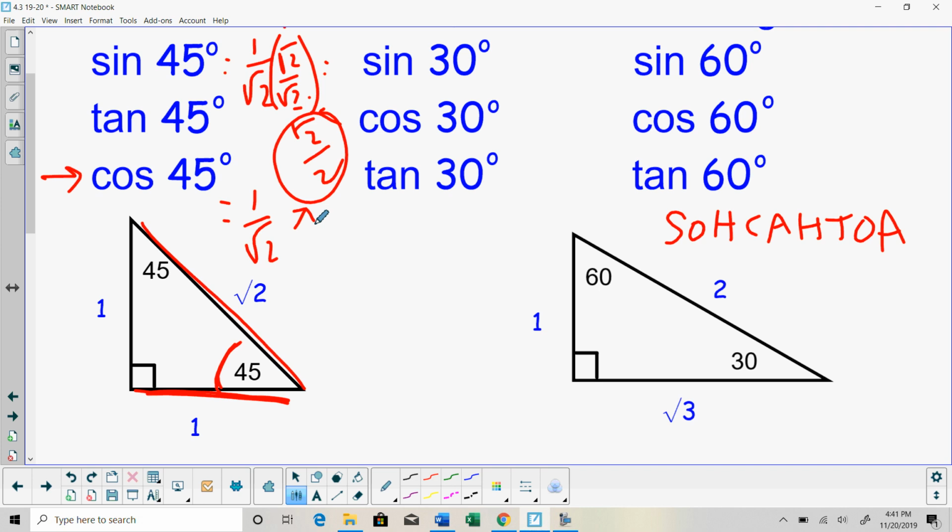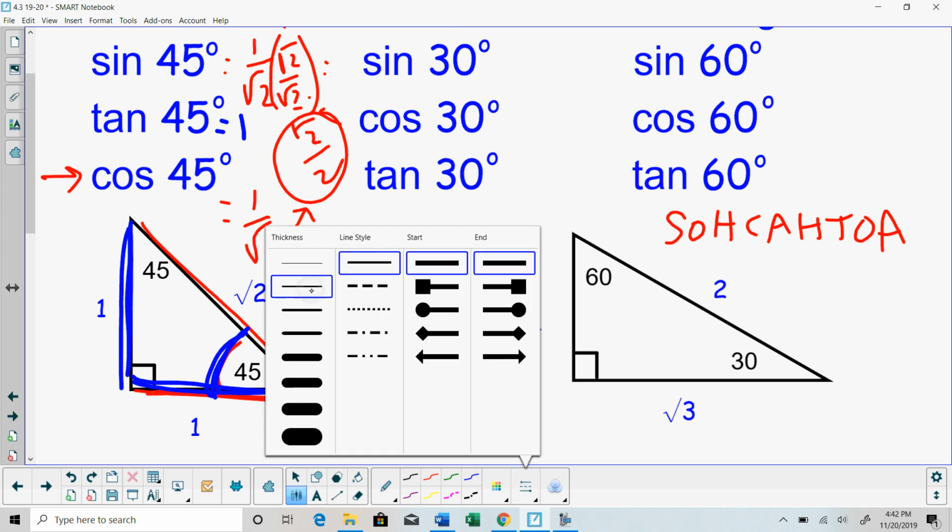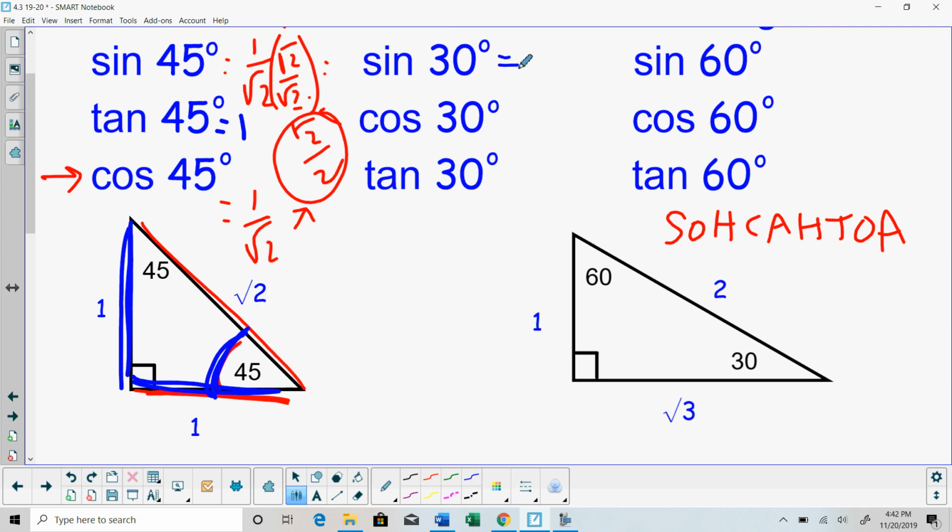Now, what about the tangent of 45? Well, the tangent is the opposite over adjacent. So if I take this angle and I want opposite side over the adjacent, that's just 1 over 1, which is going to give me 1. All right, let's focus now on the 30-60-90 triangle over here. If I want to find the sine of 30 degrees, using SOHCAHTOA, I need opposite side over hypotenuse. So this is the opposite, this is the hypotenuse, so I get 1 over 2.